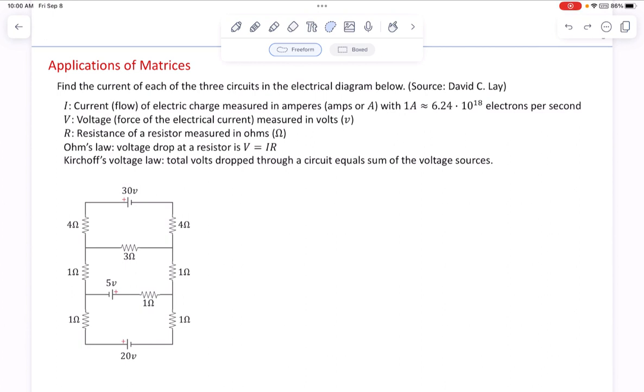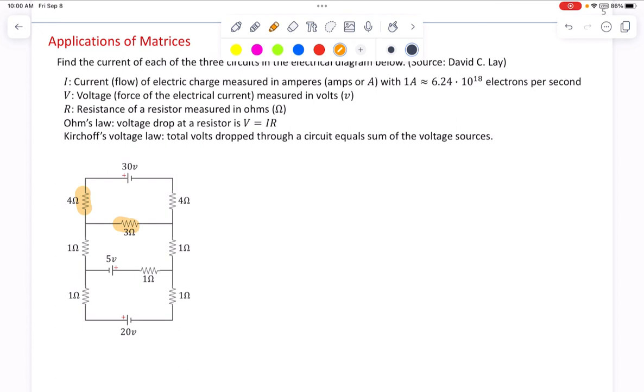And then Kirchhoff's voltage law suggests that the total volts dropped through a circuit will equal the sum of the voltage sources. Looking at this diagram, I can see 1, 2, 3, 4, 5, 6, 7, 8 total resistors. These are drains on your voltage. So we need sources of voltage, and that's what these symbols are. These represent sources of voltage. We can think of them as batteries. The amount of voltage supplied by each battery is indicated by the numbers, 30 volts, 5 volts, and 20 volts.